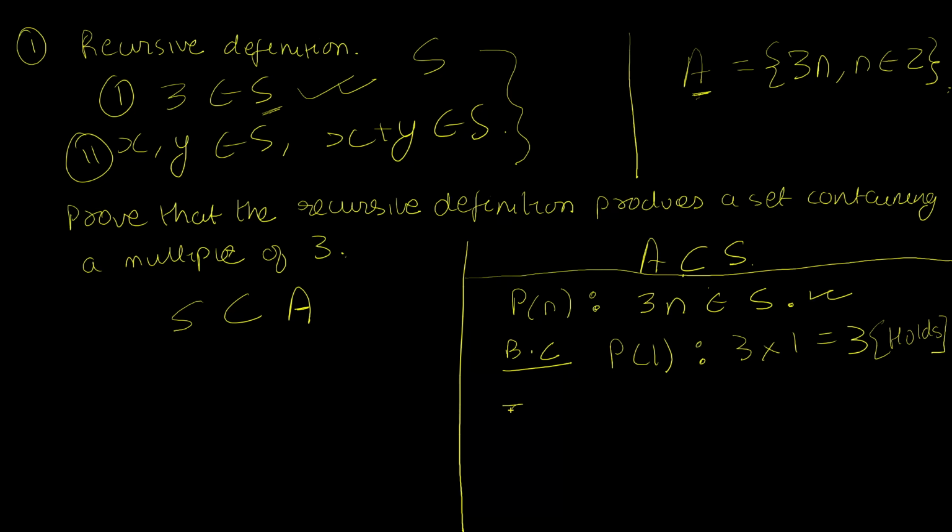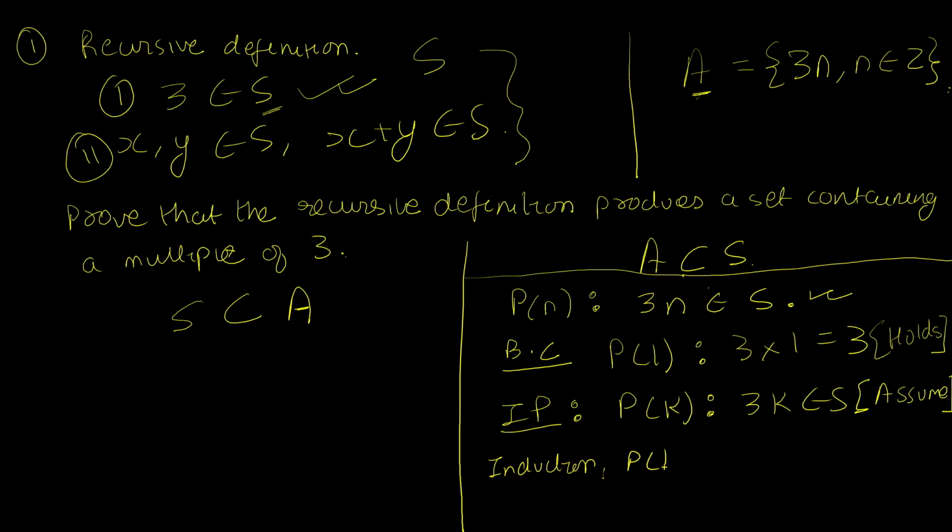Now I want to make my inductive premise, or the inductive hypothesis. So here I'll need to assume that for any integer k, Pk is true, which is the same as asserting 3k belongs to S. This is what I'm allowed to assume. Now in my actual induction, I need to show that Pk plus 1 is also true. So I need to use this fact in order to show that Pk plus 1 is true, which is the same as showing 3 times k plus 1 also belongs to this set S.